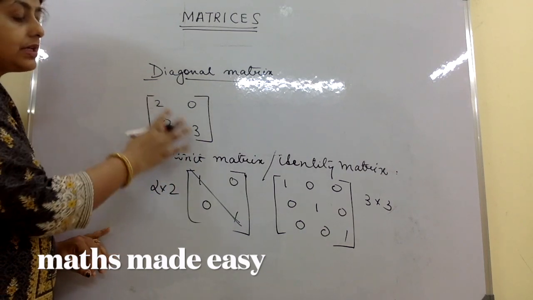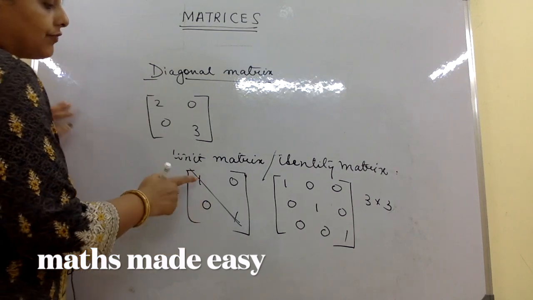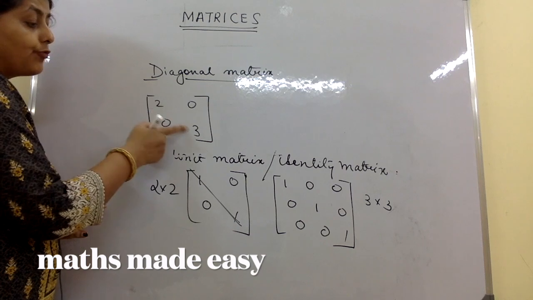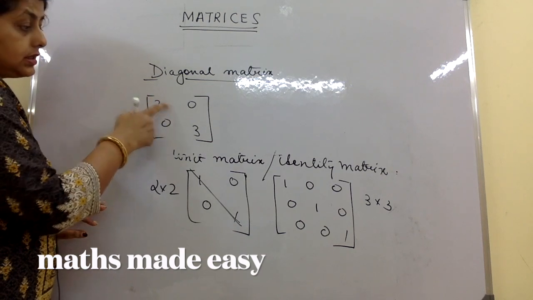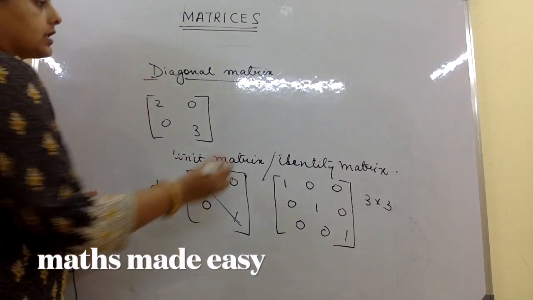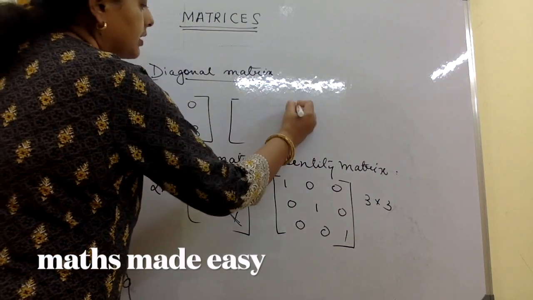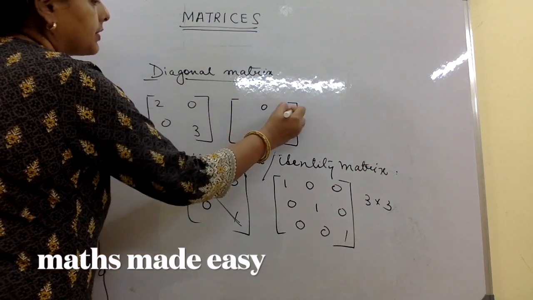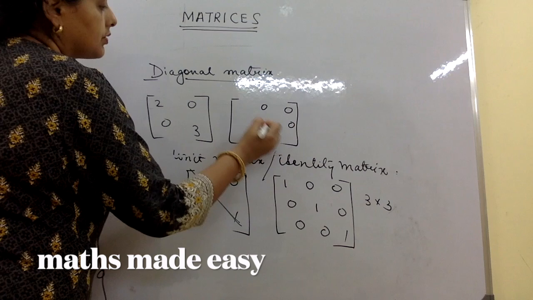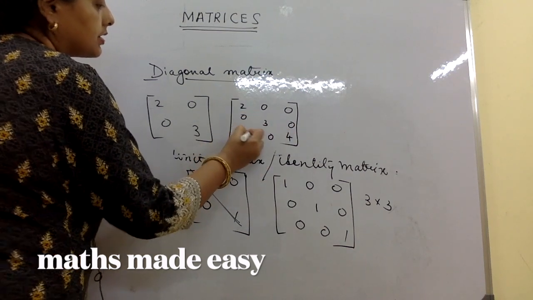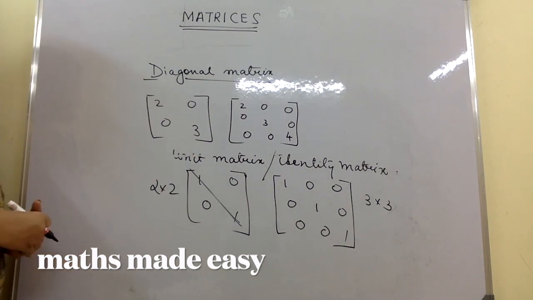In the diagonal we have non-zero elements, okay, but when all of these principal diagonal elements become 1, then it becomes a unit matrix. So I can have a 3 by 3 matrix also, okay. In a 3 by 3 matrix, let me fill it up like this, 2, 3, 4 on the diagonal and 0 elsewhere. So this is also a diagonal matrix, okay.